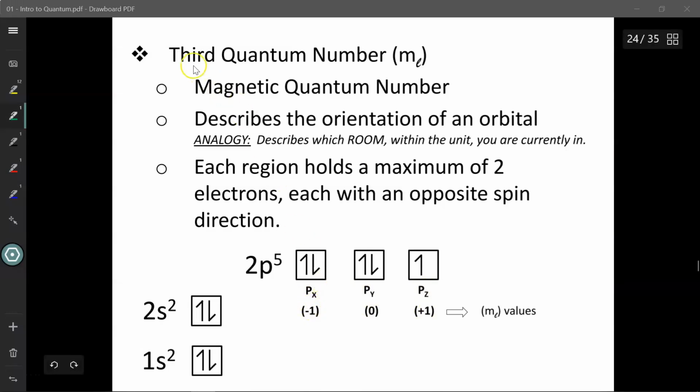We refer to this as a third quantum number, m sub L. This is the magnetic quantum number. So in our analogy, we describe this as which bedroom in the unit the person is located in. Now, unfortunately, your textbook does a pretty bad job of describing how this all works, but essentially, Px is given a value of -1, Py, value of 0, Pz, a value of +1.